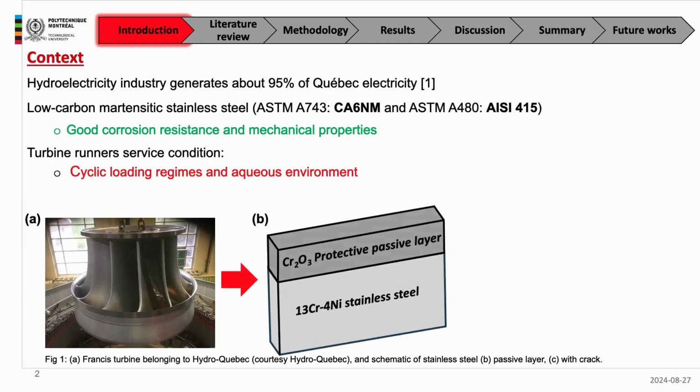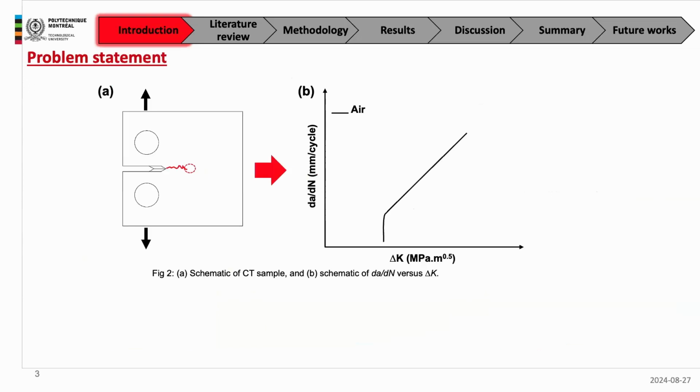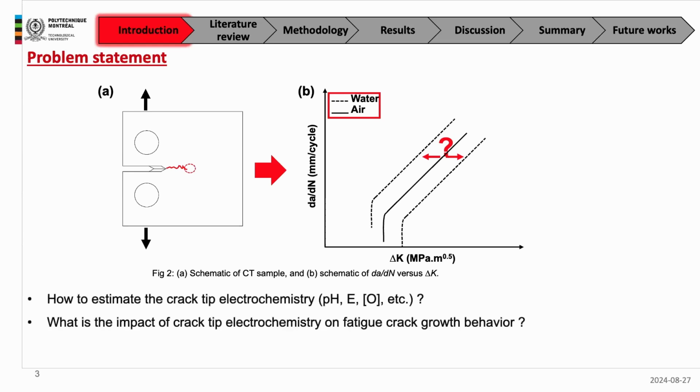The stainless steel has a protective passive film. During the cyclic loading, the passive film will be broken down and the bare material will be in contact with the water. So we have corrosion fatigue that is an issue in such components. Here we want to understand what is the impact of environment on the corrosion fatigue crack growth. Would it accelerate or decelerate the fatigue crack growth rate? So we defined 2 questions to answer: how to estimate the crack tip electrochemical parameters, and what is the impact of these parameters on the fatigue crack growth behavior.